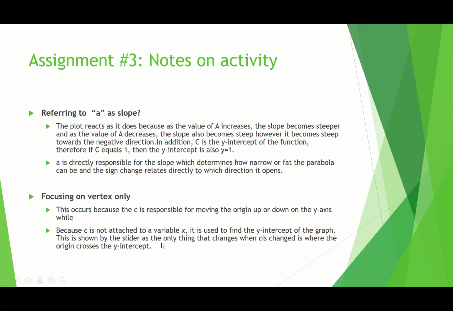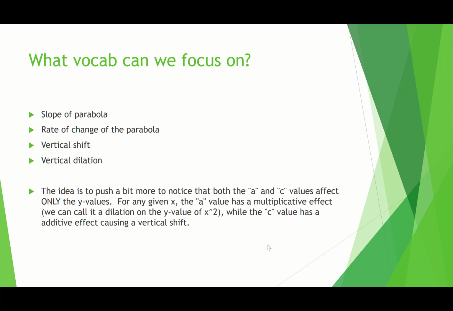This is shown by the slider as the only thing that changes when C is changed is where the origin crosses the y-intercept. So again, that's not the case. It's not the only thing that changes. Every y value changes additively when C is changed. So what vocab can we focus on?